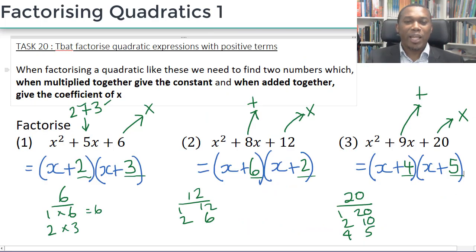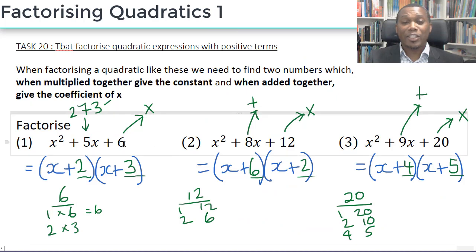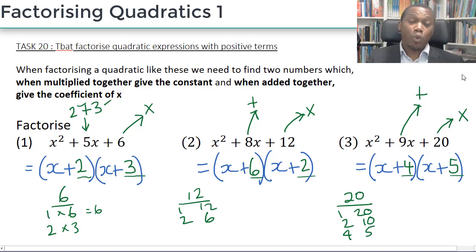Remember, what two numbers, when I multiply, I get the constant, and when I add, I get the coefficient, the number in front of x. That's the idea you're thinking about. You have these examples to go over again, work through, go back on the video to see how I did these.